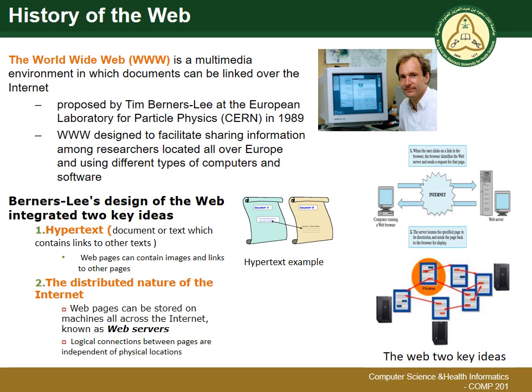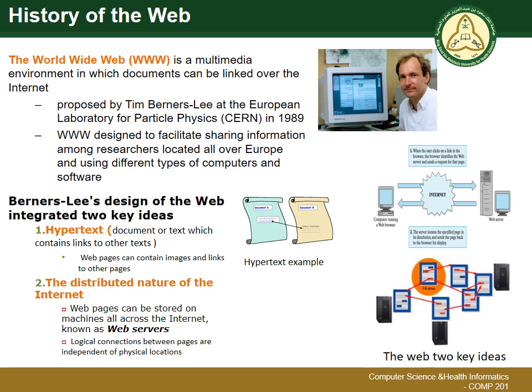To address this issue, Lee proposed an idea that allowed these researchers to exchange data regardless of their location. The basic idea for the web suggested that documents could be stored on internet-linked computers such that an authorized individual on one computer could have access to files stored on the others. The design of the web proposed by Lee was built on two key ideas: hypertext and the distributed nature of the internet.